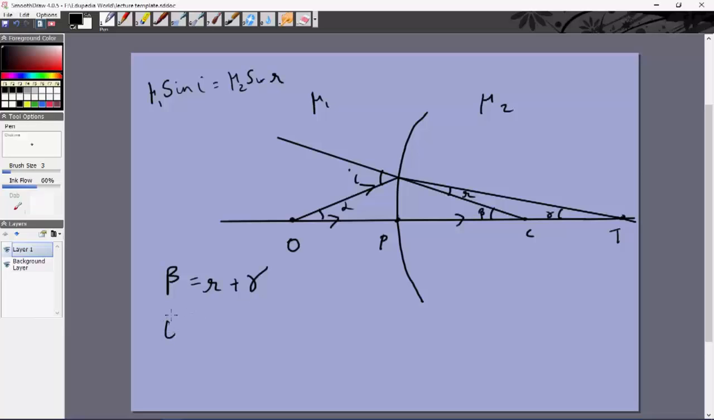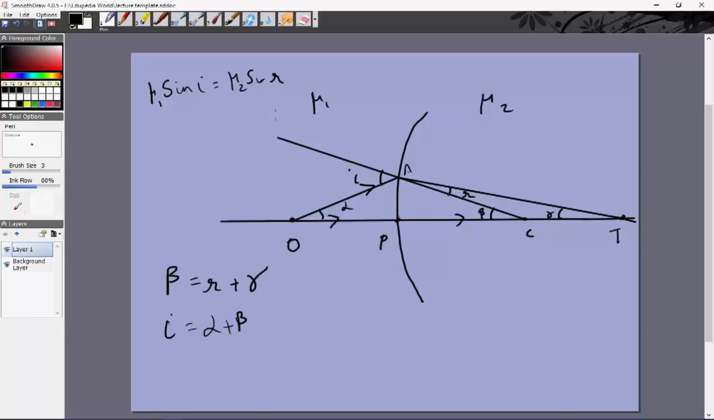Similarly, we can also write i is equal to alpha plus beta, because if you take, let's call this A, triangle OAC, then i is an exterior angle, equal to alpha plus beta. Alpha plus beta plus this angle is 180, and this angle plus i is 180. So these two equations you get.